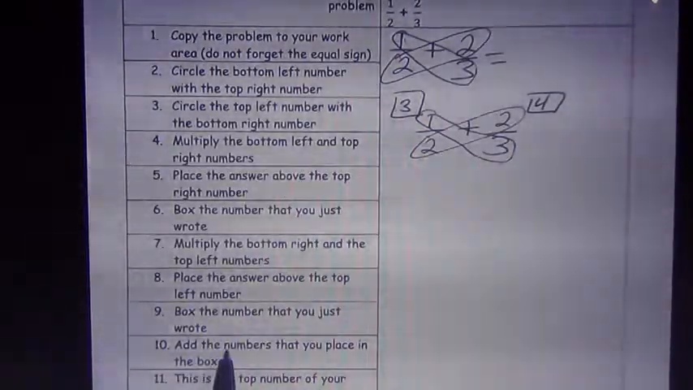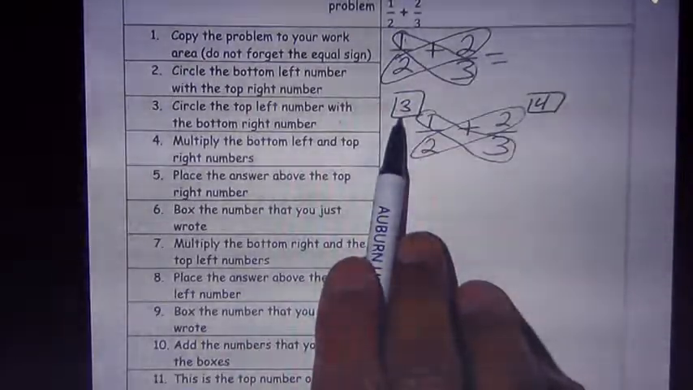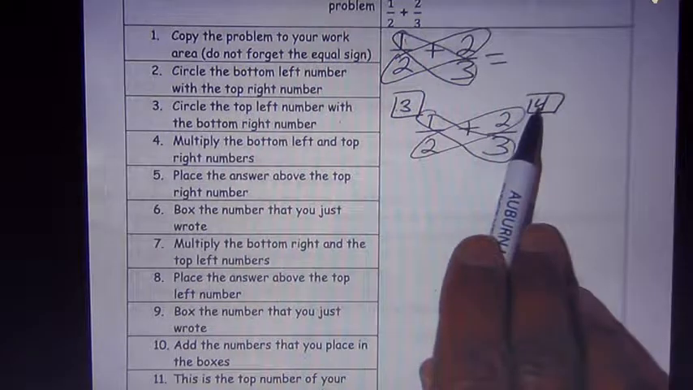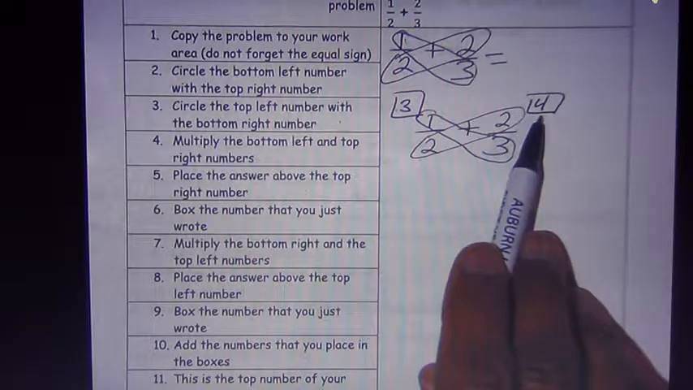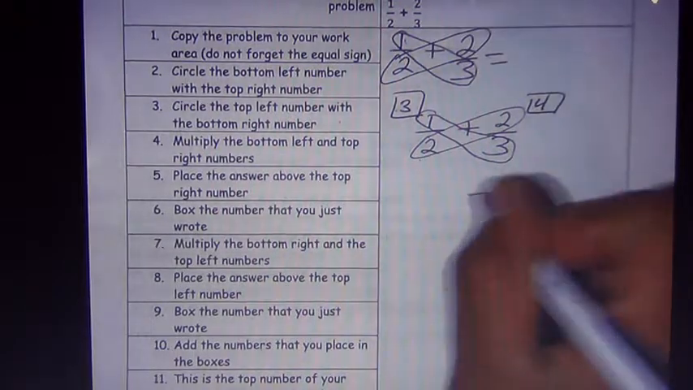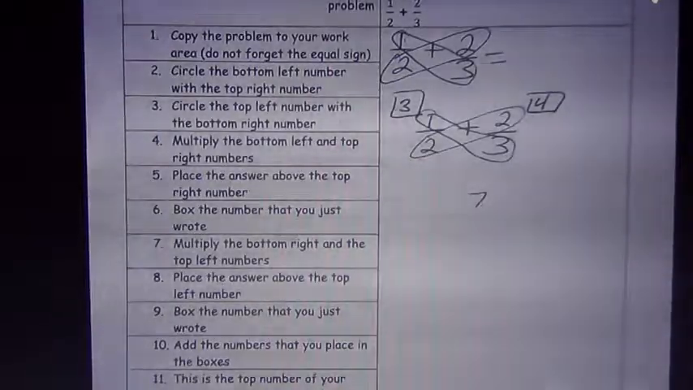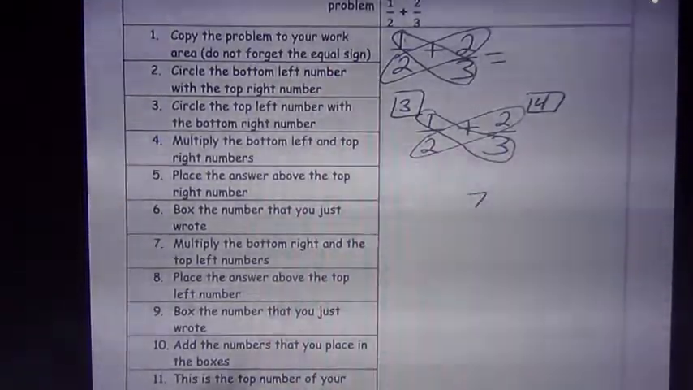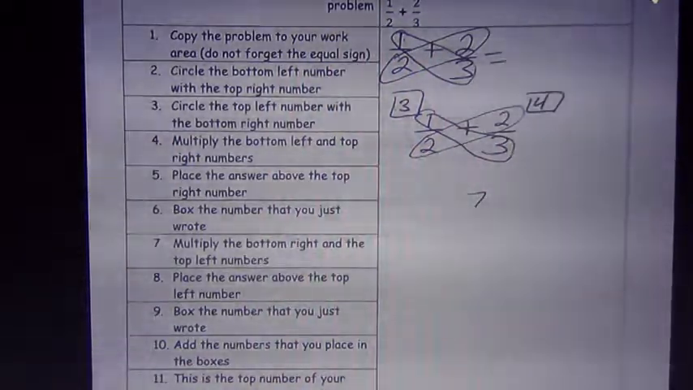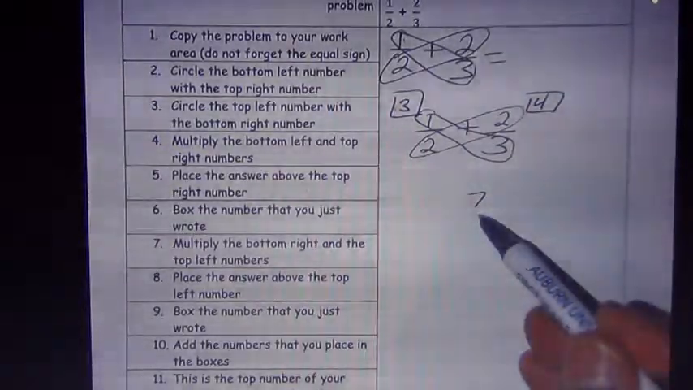Add the numbers that you placed in the boxes. I put a 3 in a box. I put a 4 in the box. 3 plus 4 equals 7. So I'll write that here. This is the top number of your answer. So that 3 plus 4 is the top number of my answer. So I write it on the other side of the equal sign. I didn't write it on the other side, I wrote it down here below.